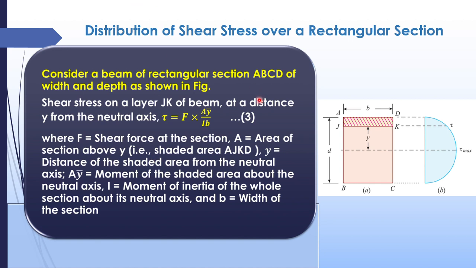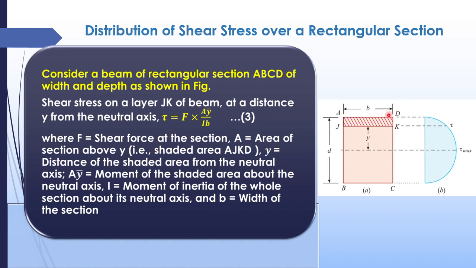Now this is the general equation, tau is equal to F into A y bar by I b. Now we have to find the shear stress distribution of different types of sections. For a rectangular section, how will the shear stress distribution be? For all the sections, we find the area, we find y bar, and we substitute A and y bar in this equation. We'll find tau. That's it for finding the shear stress distribution.